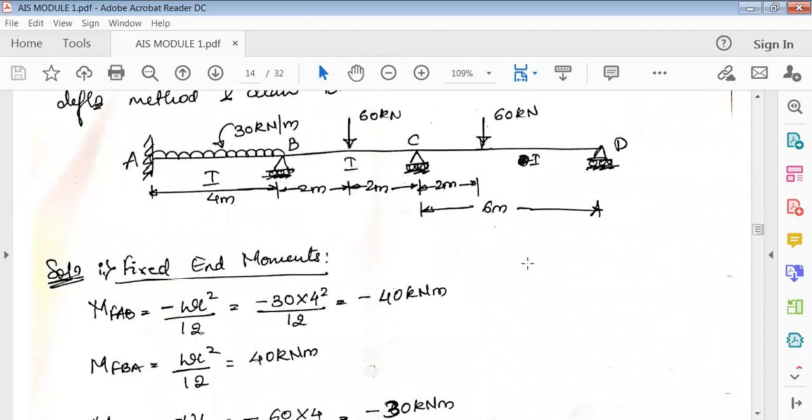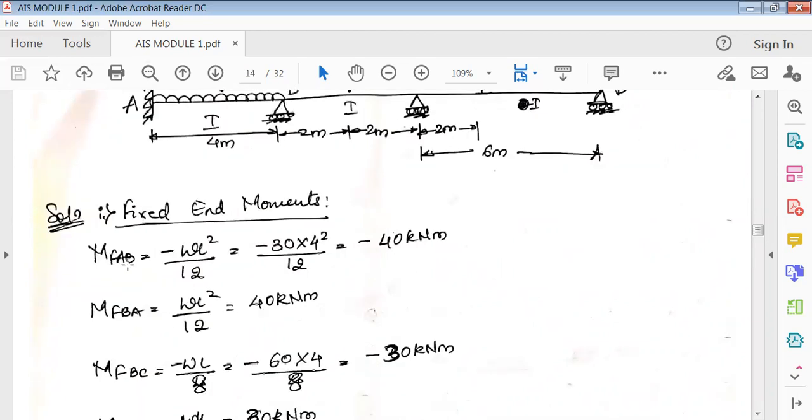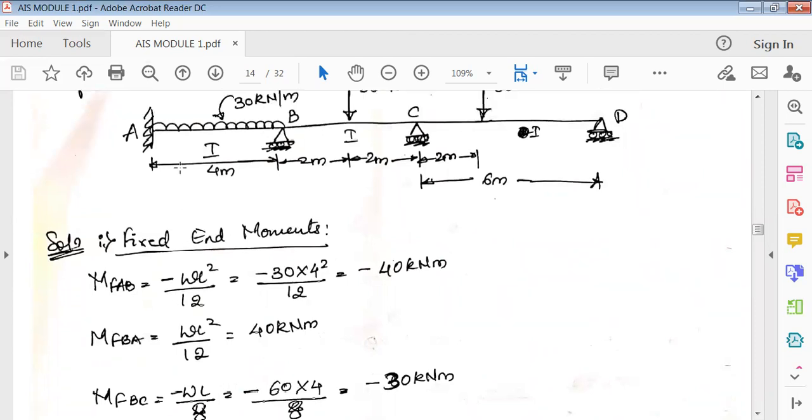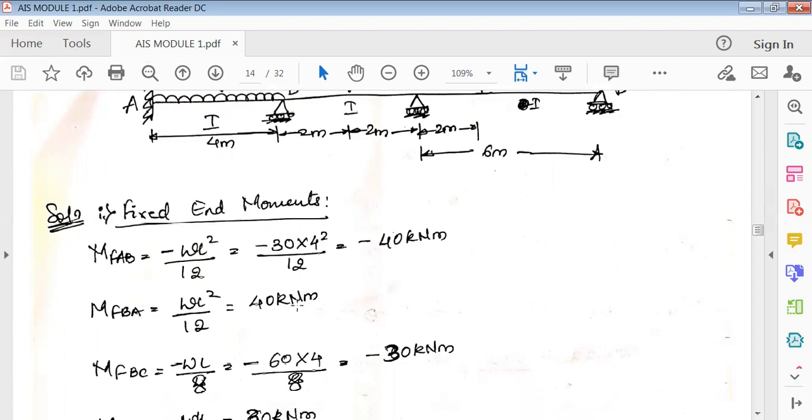So let us start with the first step, that is the fixed end moments. To find the fixed end moments, first is MFAB. AB has a UDL, so the formula would be WL square by 12. Because it's the left side joint, MFAB is minus WL square by 12. Substituting the values in the formula, you get minus 40 kilonewton meter. Likewise MFBA, B to A, the right side support, will have a positive sign. It is WL square by 12, which is 40 kilonewton meter.